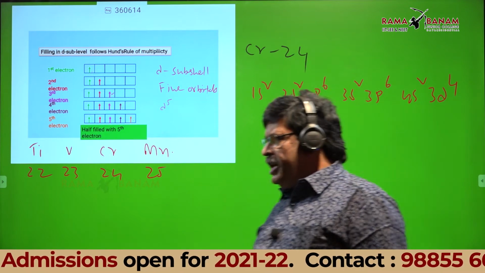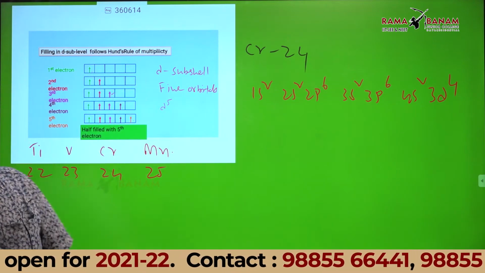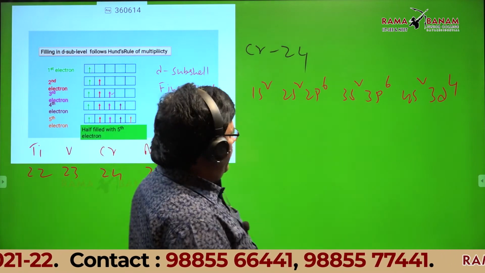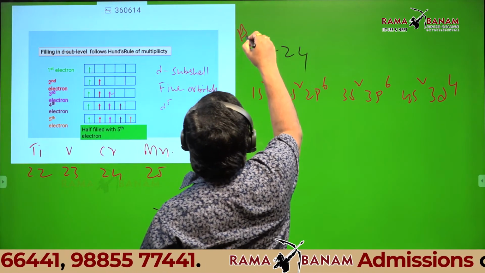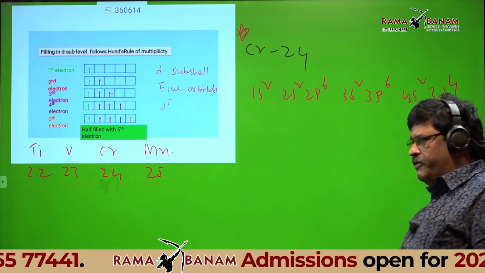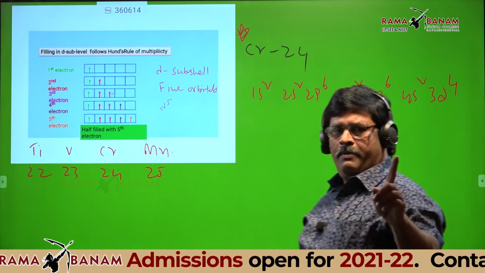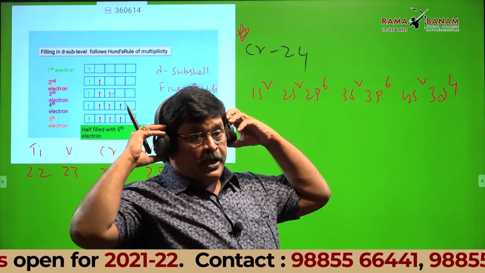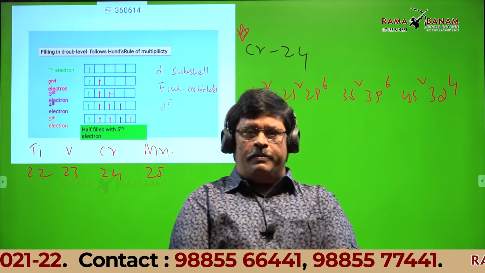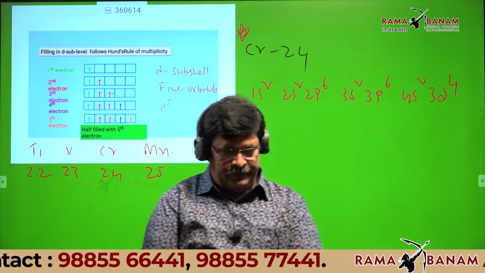Actually, it should be 4s2, 3d4. Am I right? But there is an anomaly. There is an anomaly in the case of the electronic configuration of chromium. Remember one thing, students. Atoms with completely filled orbitals or half filled orbitals are more stable.